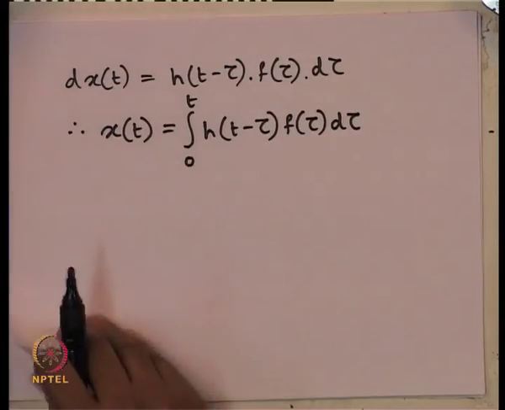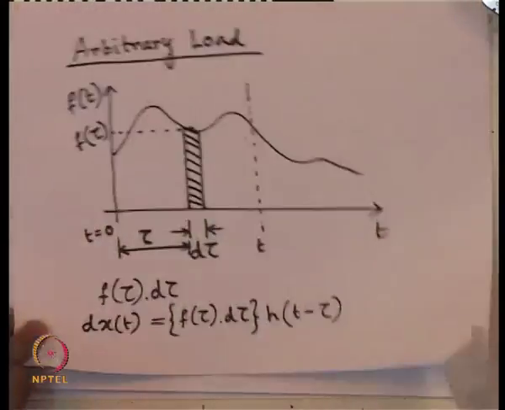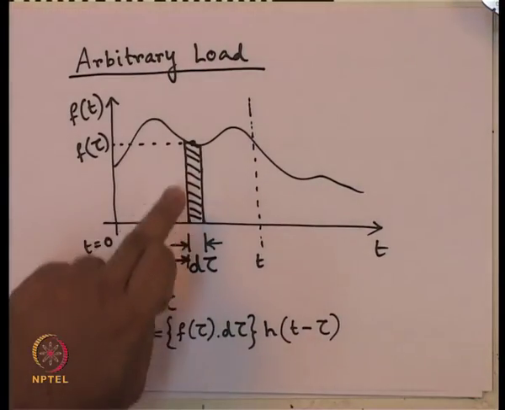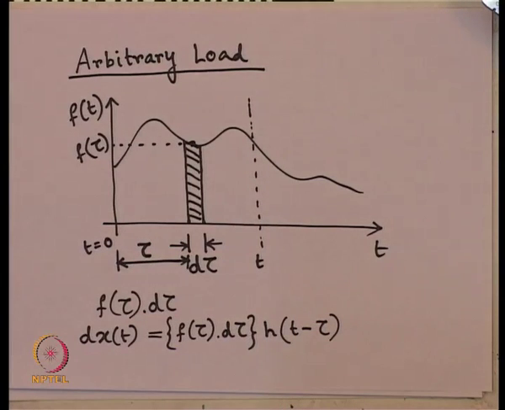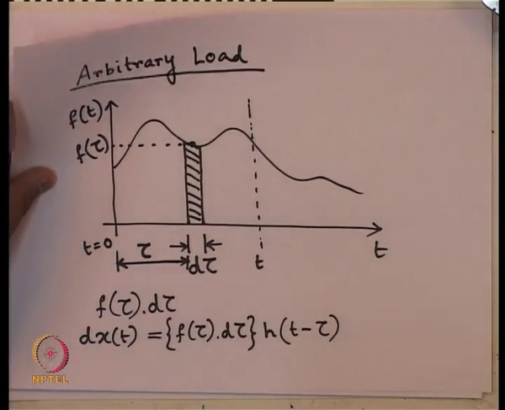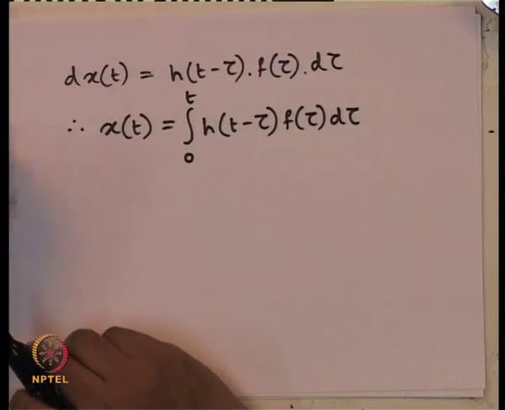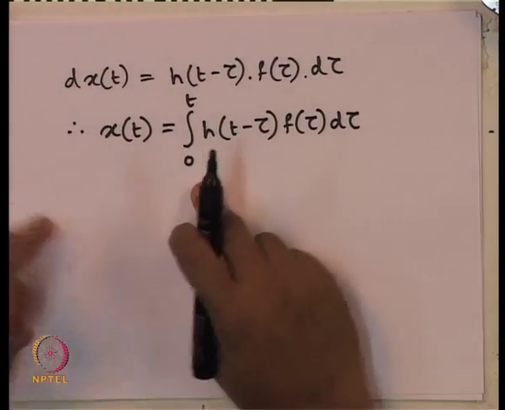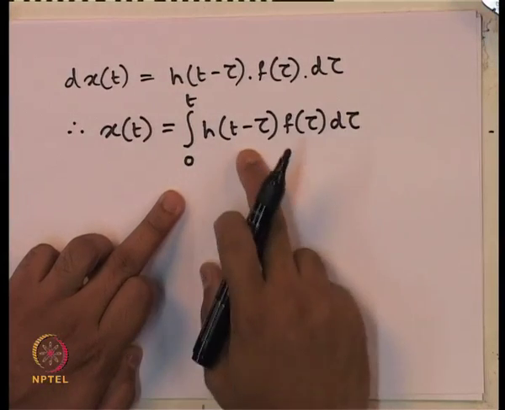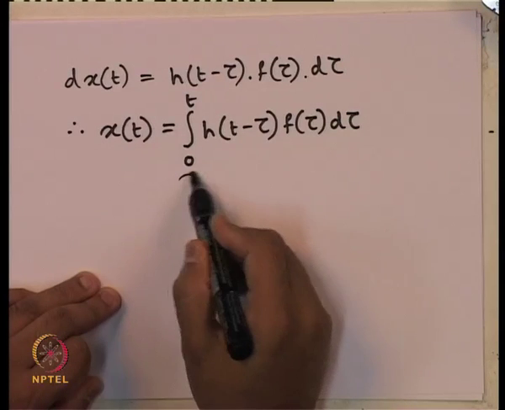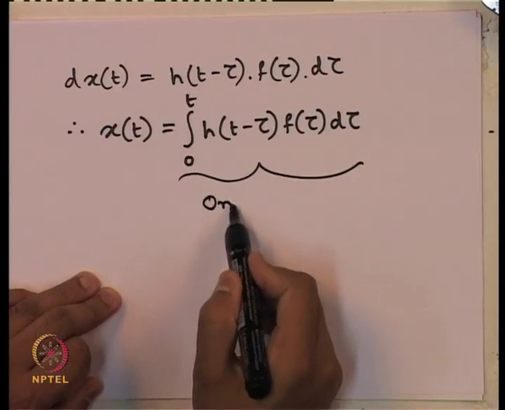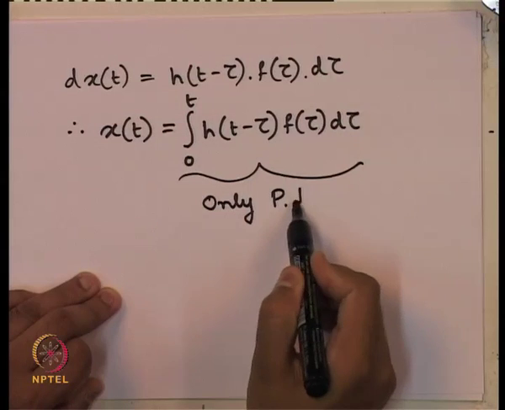So, it is quite simple mathematics. What we do? We just integrate this infinitesimal small area over the time for which the load is acting. So, say it is acting for a time up to t, then integration under the curve will give us the complete response. So, the complete response should look like this: x of t equals integral 0 to t of h of t minus tau f tau d tau. Now, remember this part is the only particular integral part of the solution.